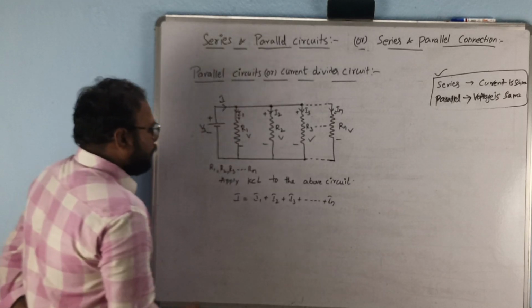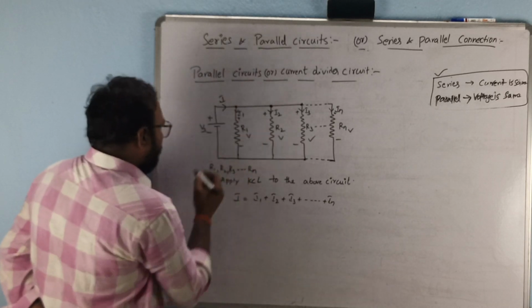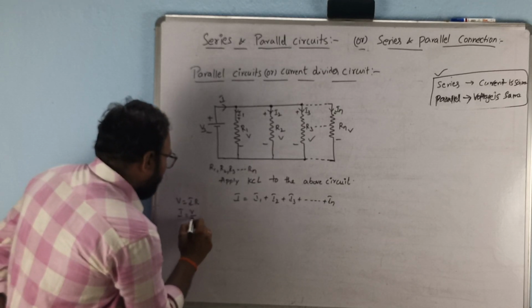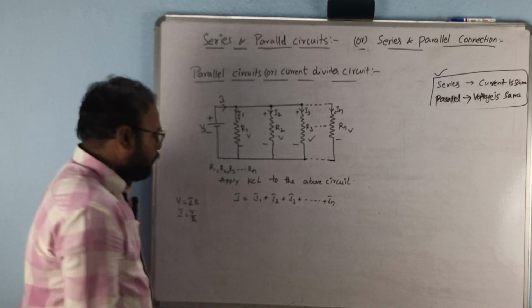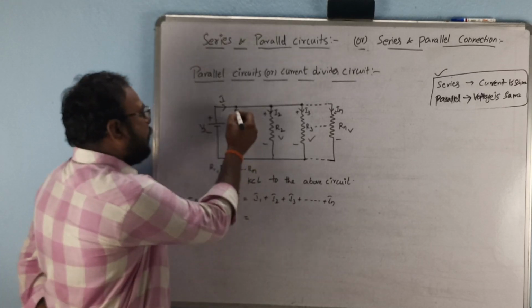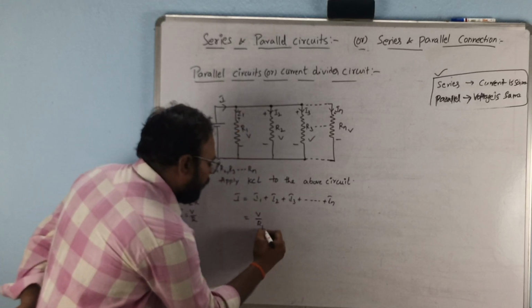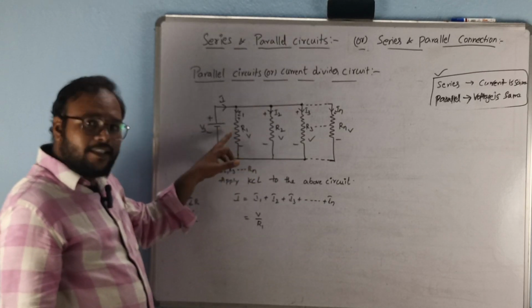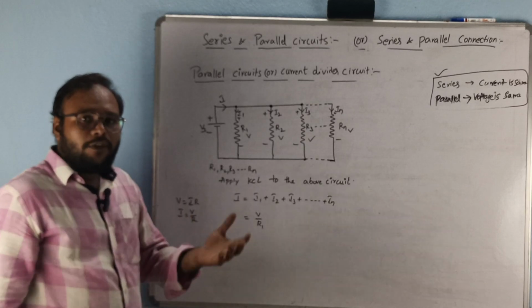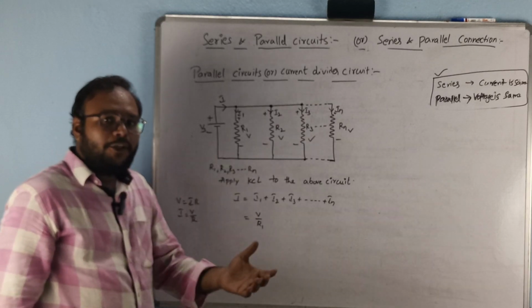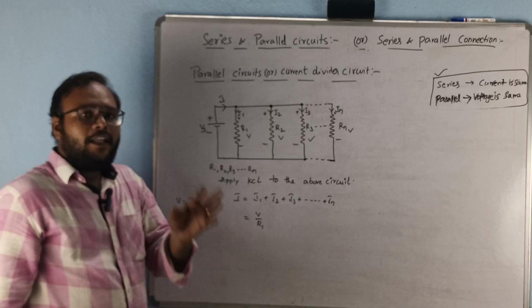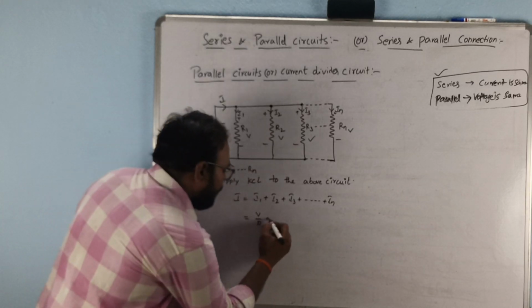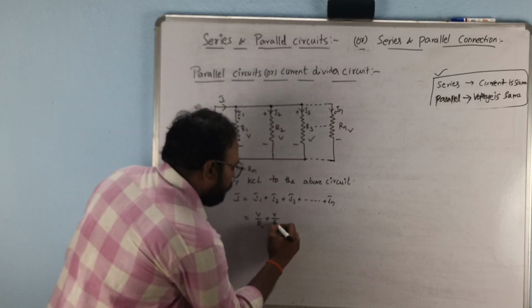Now, what is this I? We know from Ohm's law, V is equal to IR, I is equal to V by R. So from this we can write I1 equal to V by R1. Why? Because voltage across the R1 resistor is V and the resistor is R1. That's why V by R1. As I told in the previous video, if you apply the law, the equation should be in the form of I or V by R. Like this: V by R1 plus I2, V by R2 plus I3.